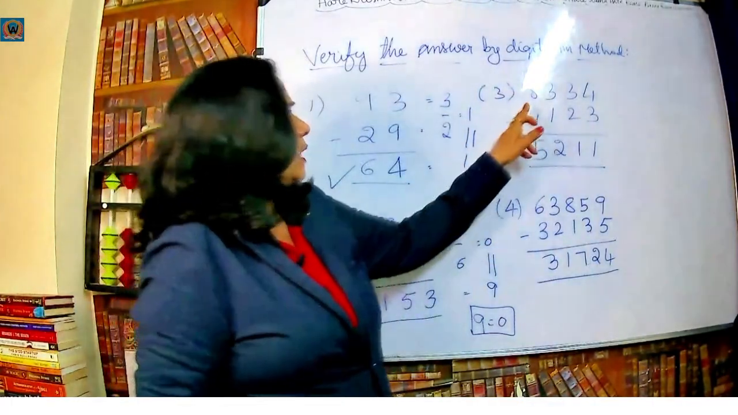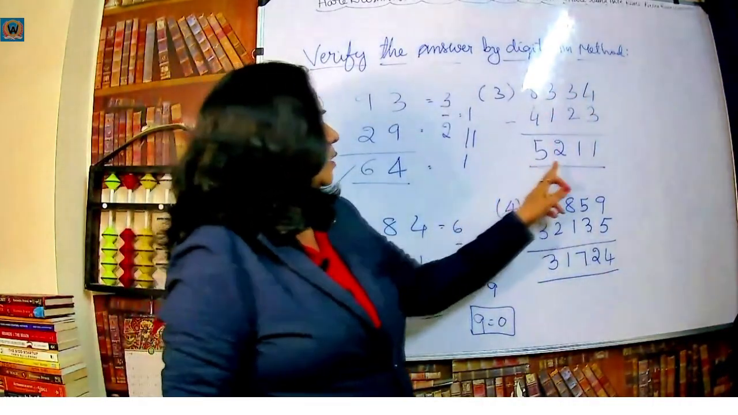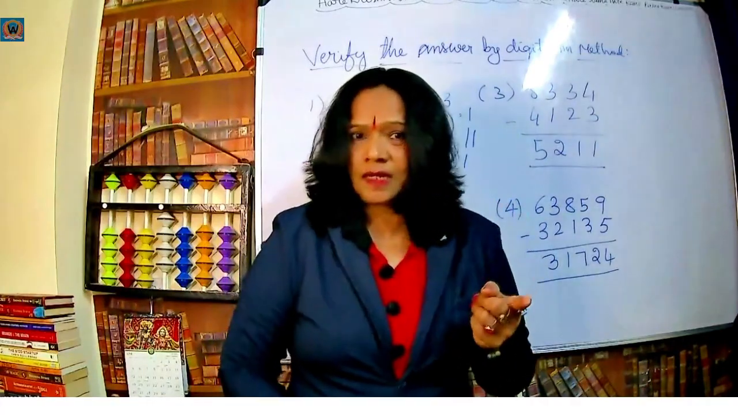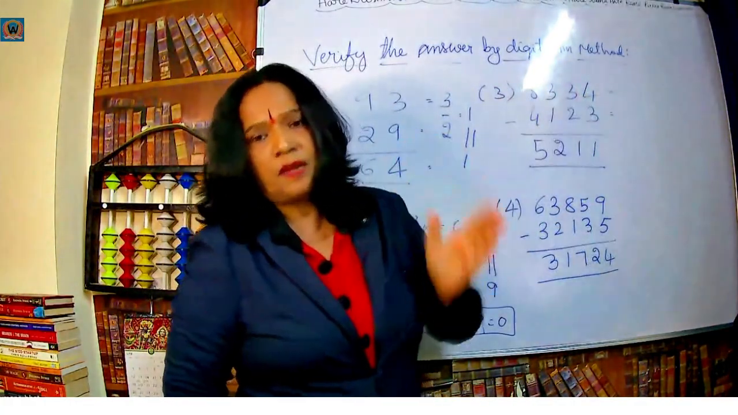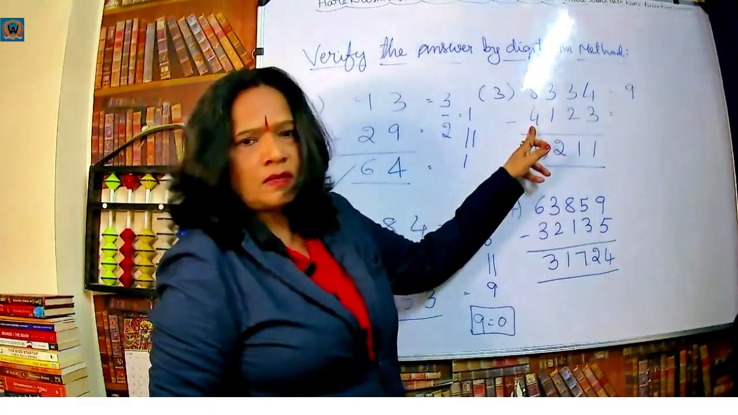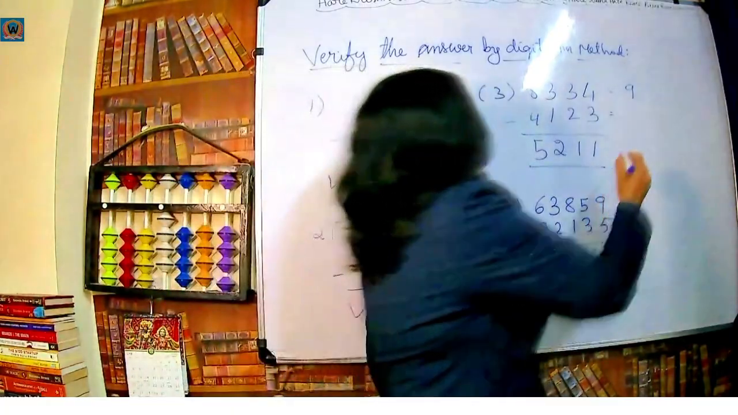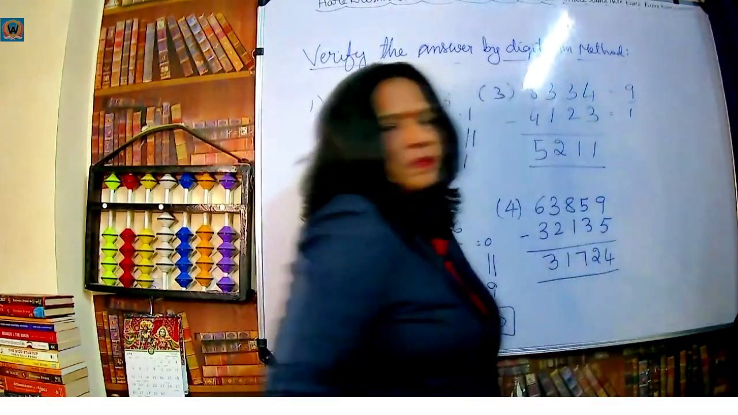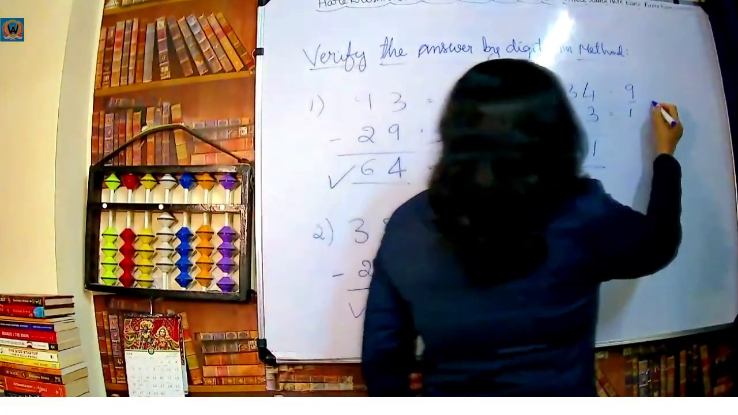Little bigger numbers are there. 8,334 minus 4,123. The answer is given as 5,211. We don't know whether it is correct or not. Let us check. Okay. 8 plus 3 is 11. 11 plus 3 is 14. 14 plus 4 is 18. 8 plus 1 is 9. Okay. Here 1 plus 4 is 5. 5 plus 2, 7. 7 plus 3, 10. 10 means 1 plus 0, 1. So here we got 9 minus 1, that is 8.